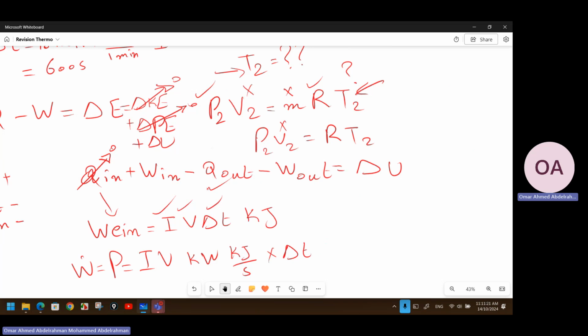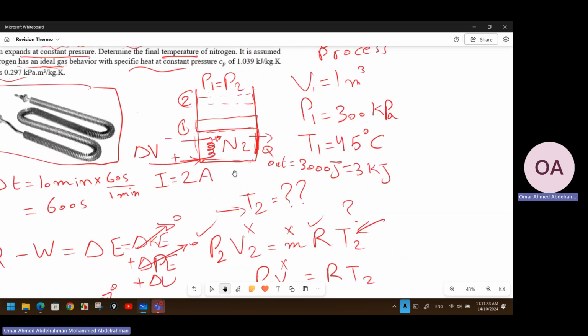Okay, so I also have Q out. This one, so I have Wn and I have Q out. What about the work out? Whenever you see a piston cylinder device, you need to think about the boundary work.